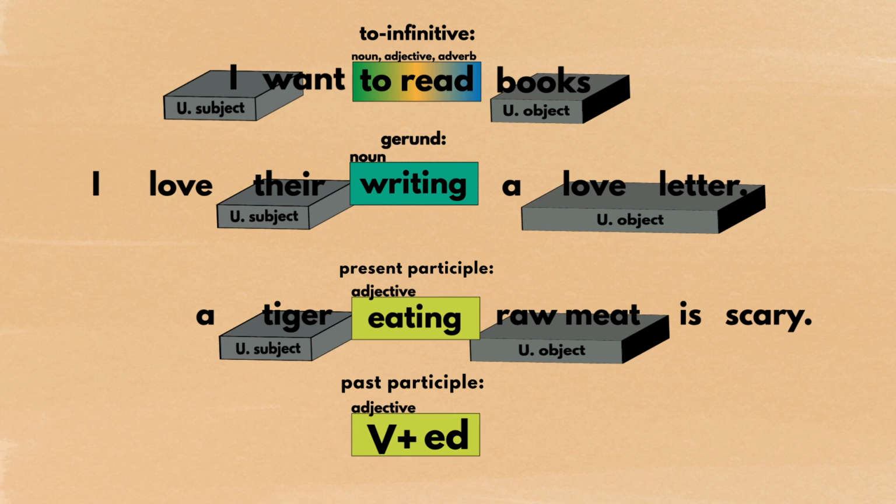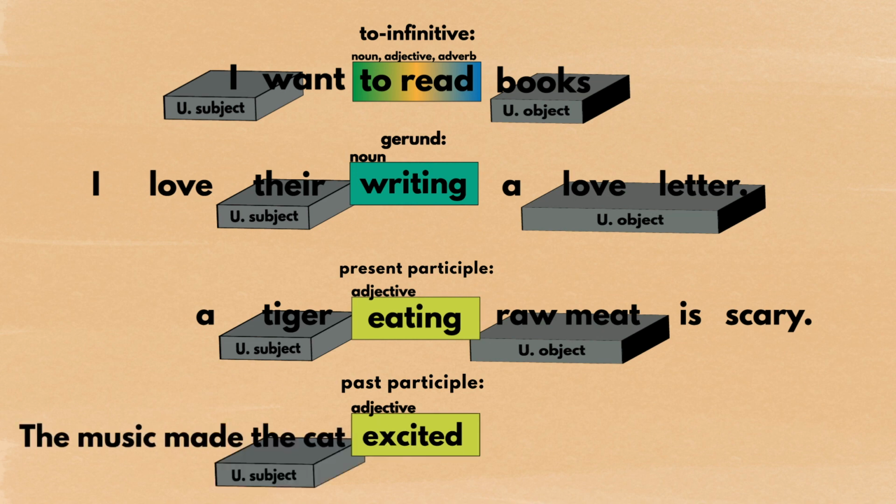Finally, the understood subject of the past participle is the noun that the past participle describes. However, please be aware that the noun is the understood subject of the passive voice. For instance, in the following sentence, the cat is the understood subject of the past participle. But the cat is not the one that excites others. The cat is the one being excited by the music, as in the cat is excited by the music.